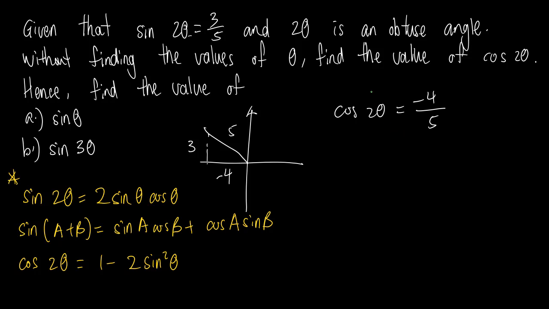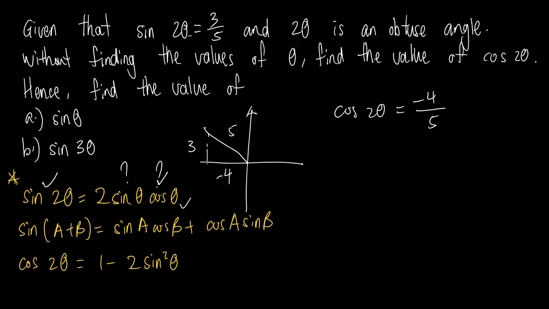Okay, so now let's try to solve A. Find the value of sine theta. Given the information of sine 2 theta and then we are asked to find sine theta, most of us will try to use this double angle formula. Sine 2 theta equals 2 sine theta cosine theta. Since we have the value of sine 2 theta, which is 3/5, and we are looking for sine theta, in order to find sine theta we need to have the value of cosine theta as well. But do we have the value of cosine theta? We don't.